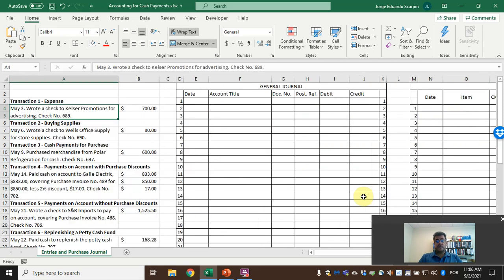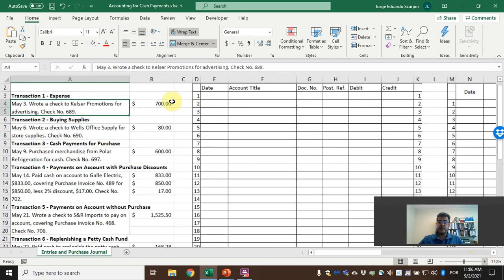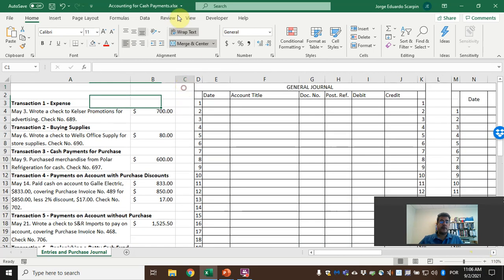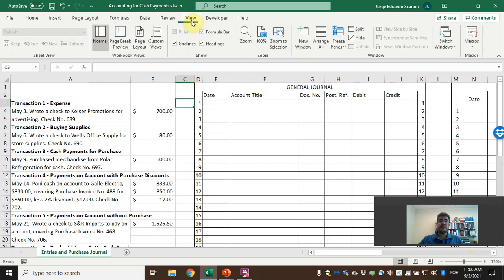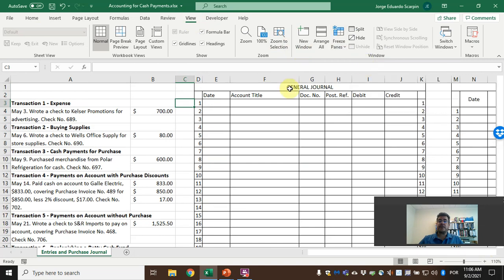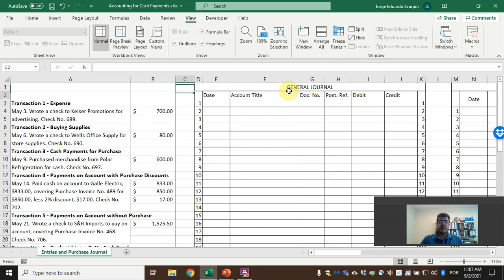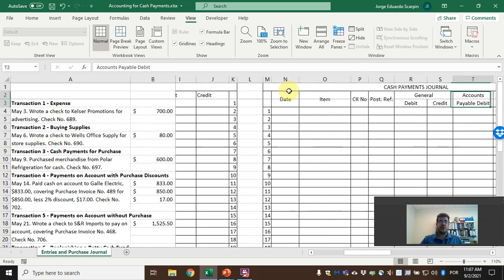So, okay, a lot of tables to work with. So let me zoom in a little. And let me freeze panes here. So okay, it doesn't matter if we go down. The first two rows are frozen and the two columns are also frozen.